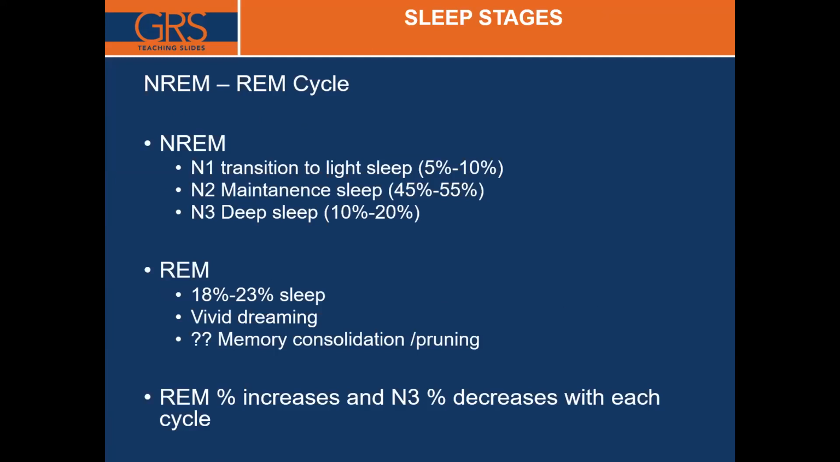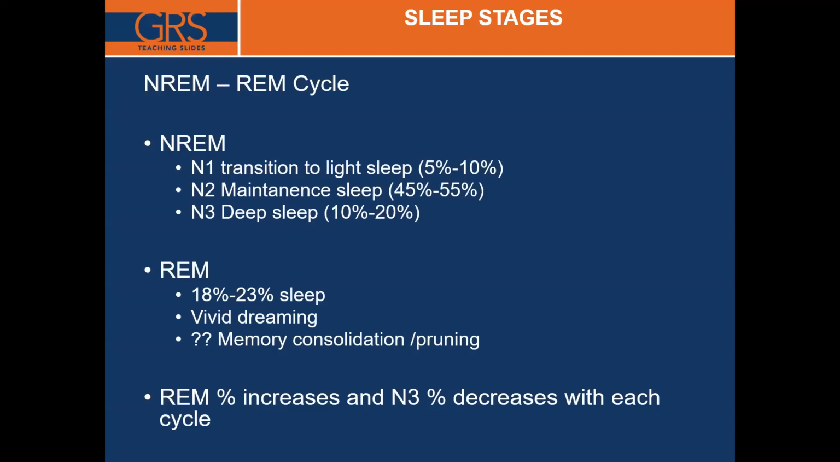Okay. The sleep stages and sleep requirements. Adults over the age of 65 require about 8 to 9 hours of sleep a night. And our sleep is broken up into non-REM and REM sleep. So the cycles with non-REM sleep is how we start. N1 is the transition to light sleep. That's when you're lying in bed and you're kind of drifting off. The light sleep is about 5 to 10% of our overall sleep for the night. And then we transition into N2, which is maintenance. It's a little bit longer, 45 to 55% of our sleep time is N2 sleep. And then we transition into N3 or deep sleep, about 10 to 20% of our overall sleep time.